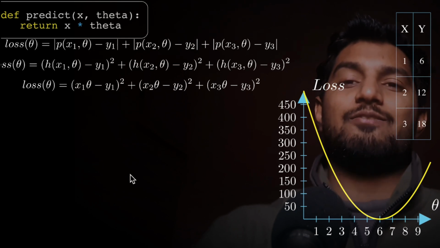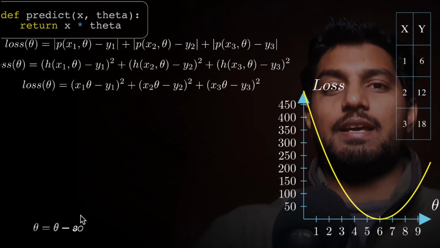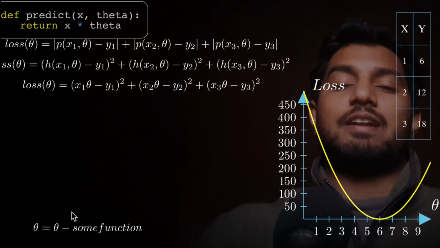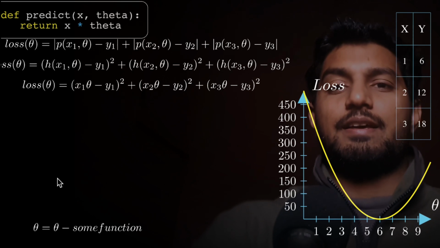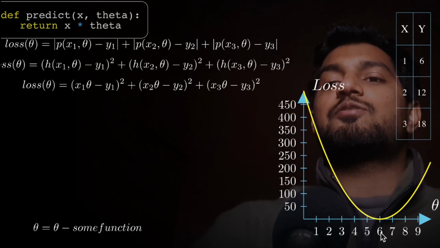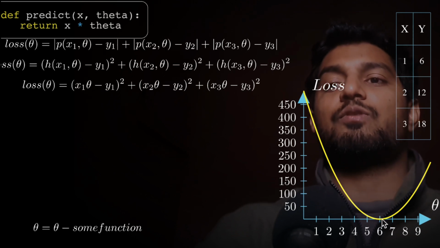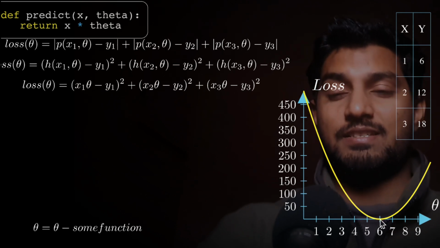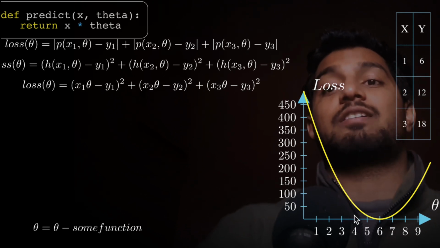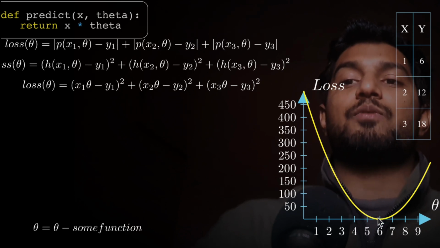So we have to start with some random number, and that random theta could be anything. Then slowly I have to make sure that I go toward this solution, which is my solution. At this point, theta is 6, and the loss is minimum, nearby 0. So at this point, somehow I have to reach.